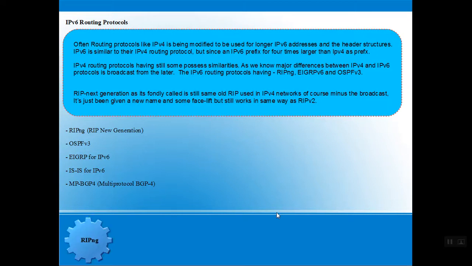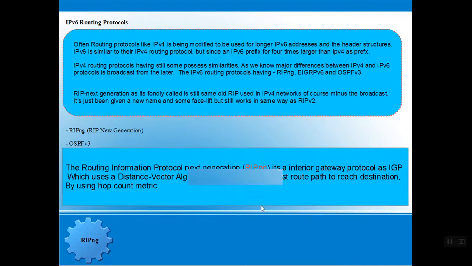First we start with RIPng. It stands for RIP next generation, and RIPng is a distance vector algorithm for finding the best route or path to reach our destination. Or we can say, as in the definition on our screen, it's an interior gateway protocol which uses a distance vector algorithm to reach the destination. So this is RIPng.